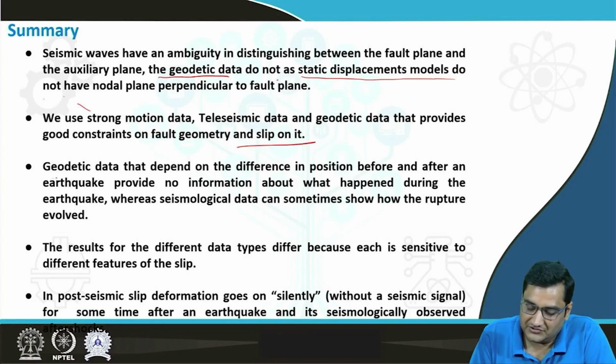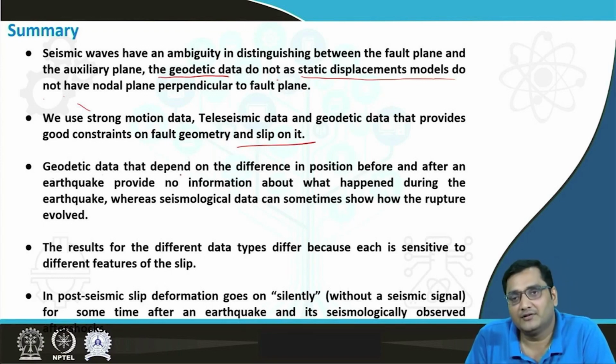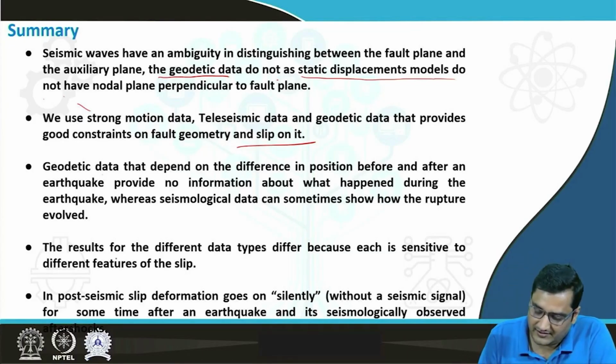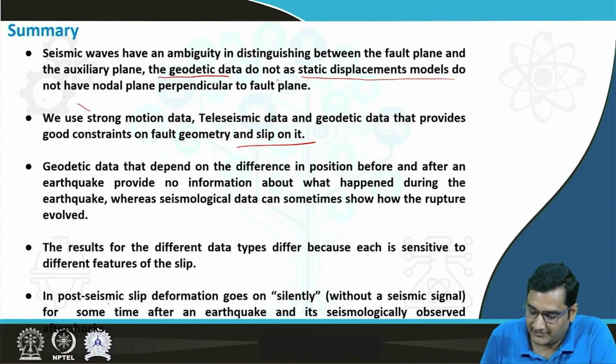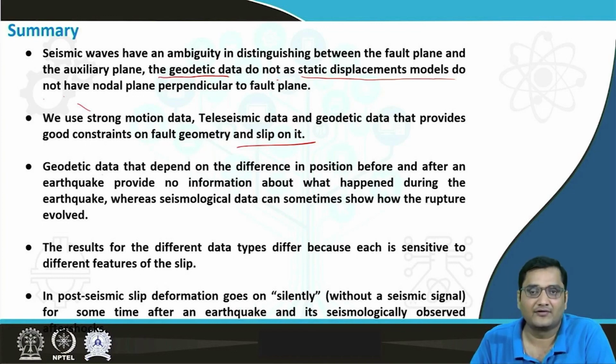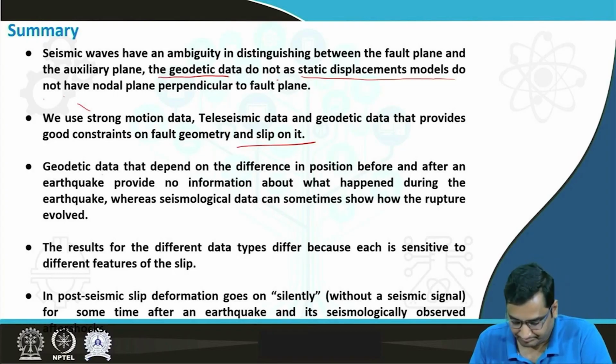Geodetic data that depend on the difference in the position before and after an earthquake provide no information about what happened during the earthquake, whereas seismological data provide complementary information and can sometimes show how the rupture evolved. The results for the different data types differ because each is sensitive to different features of the slip. In the post-seismic slip, deformation goes on silently without a seismic signal for some time after an earthquake, and it's seismologically observed as aftershocks.